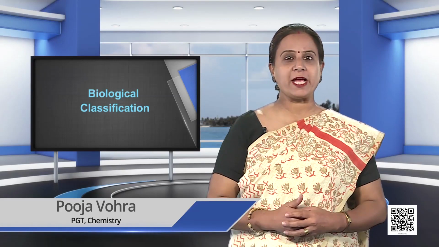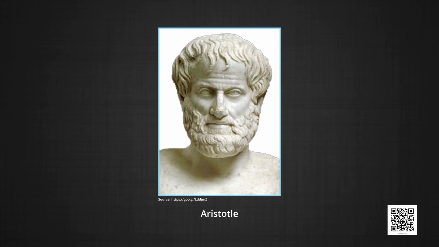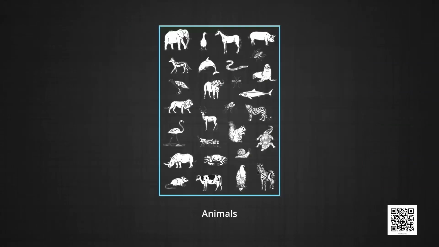Biological classification. Biological classification is the classification of organisms on the basis of their morphological, physiological and some other relationships. Classification is required for the systematic study of organisms on the basis of their similarities and dissimilarities. The first system of classification was given by Aristotle, who divided the living world into plants and animals.